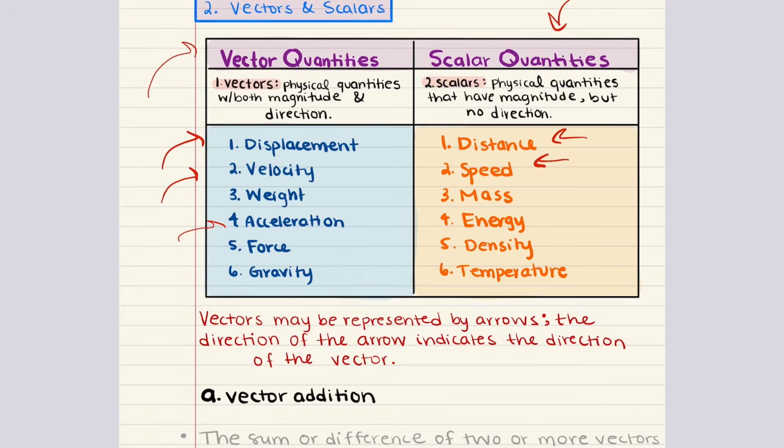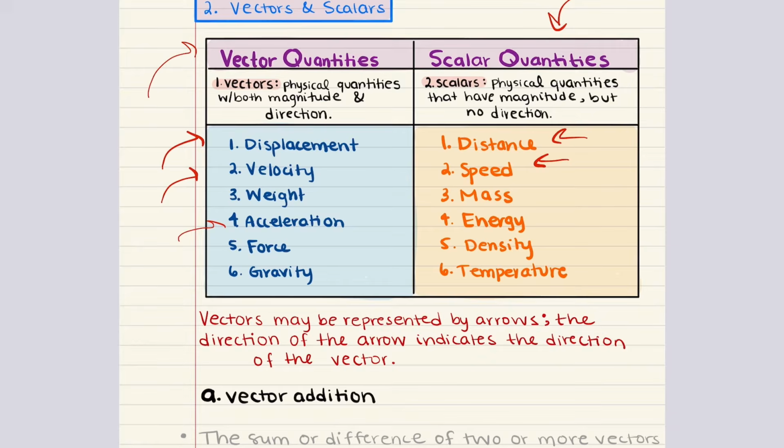Now, I really want to focus on vectors, and I want to make note that vectors may be represented by arrows, and the direction of the arrow indicates the direction of the vector. The length of the arrow is usually proportional to the magnitude of the vector quantity.